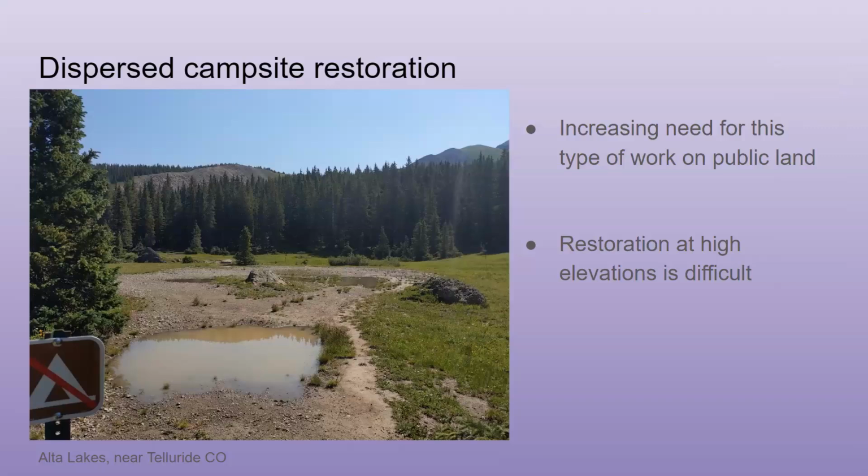So you can see, I like this photo because you can see the no camping sign, and then you see what happened behind the sign. And this is at a really high elevation. It's about 11,000 feet. So bring us back to the native seed strategy. It is really hard to find seed to purchase that is appropriate for that high of a site.